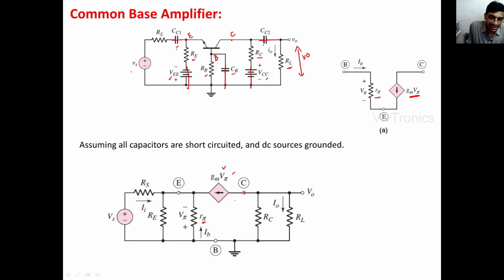therefore the base terminal is directly grounded, therefore on the ground terminal we have shown the base, and there is a RC resistance from the collector terminal to the ground which was mentioned here, and there is a RL resistor in parallel with the RC. Okay, and the load current which is flowing in RL is nothing but I0, the output current.